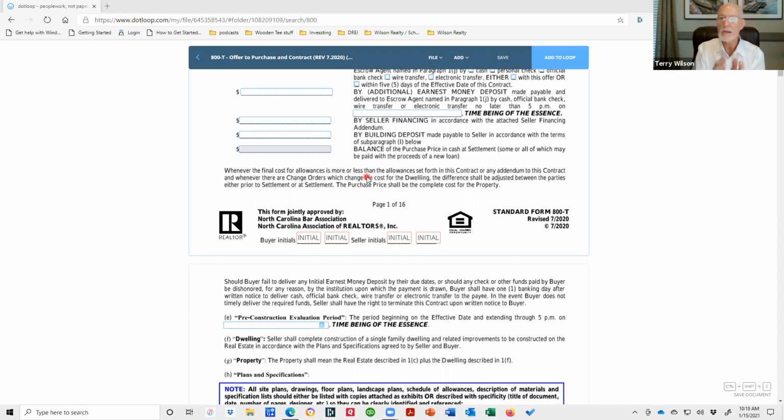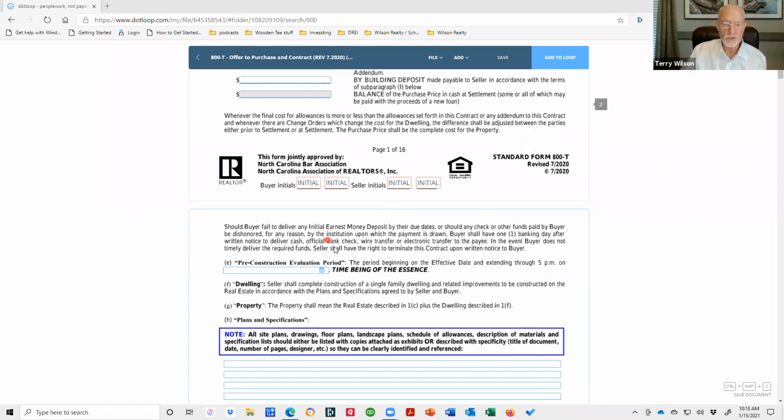So you may, 2 days before closing, be adjusting the purchase price because they went outside of their allowance. So just be aware that the purchase price is the total cost of everything as it is right now, not necessarily what they agreed to in the beginning. Because again, if they want to upgrade their hardware for the cabinets and they add $1,000 by doing that, then that has to be reflected in the purchase price.